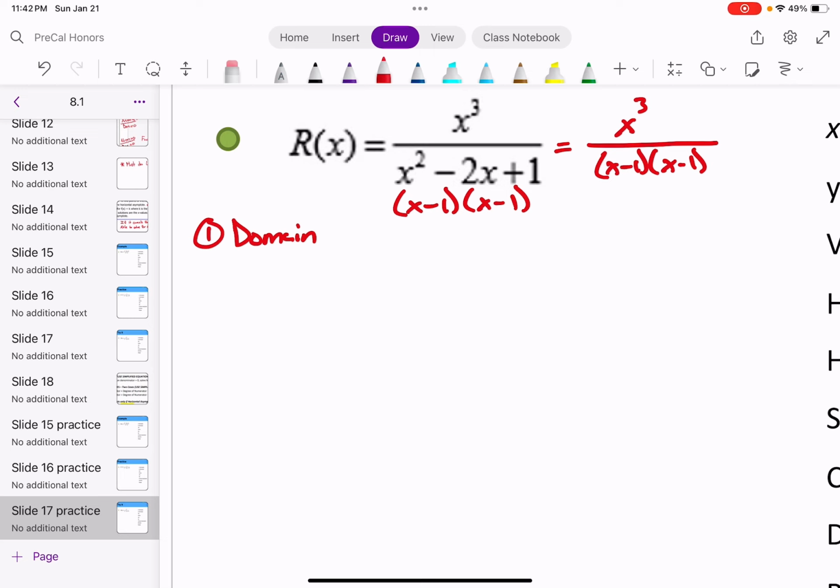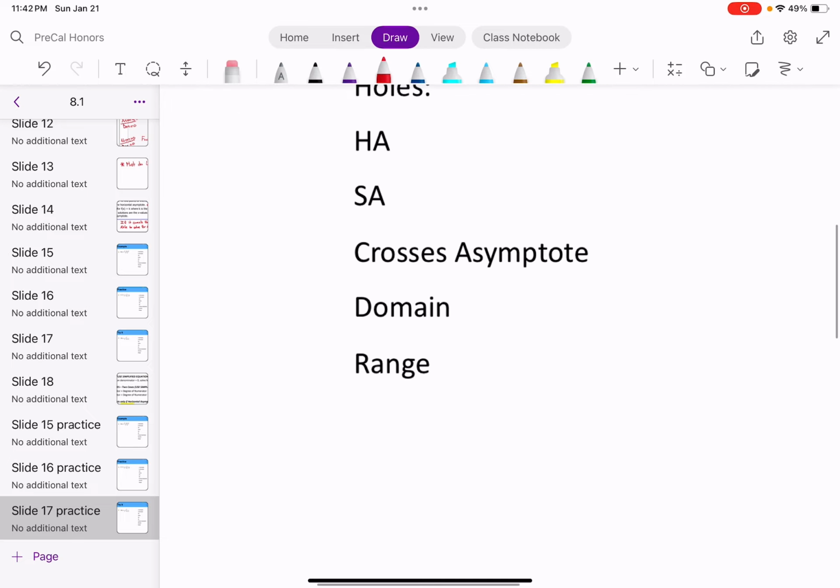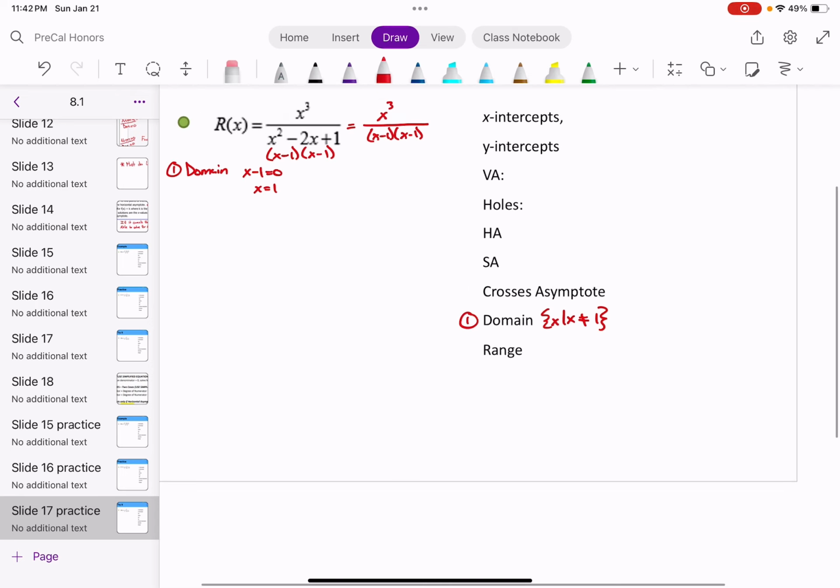Our denominator is x minus 1, which means if x minus 1 is equal to 0, x is equal to 1. So our domain is x such that x cannot equal 1. Now we take a look at our simplified answer. Notice we did not cancel out any type of factors or numbers or variables. So in this case, do we have any holes? No, we don't.